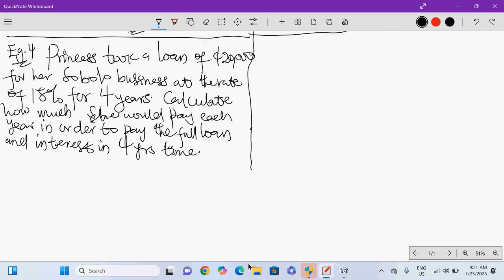Right. So I think that Princess took a loan for a solo business, right? So the first question is, is it an annuity question? What makes it an annuity question? Princess took a loan. Calculate how much you pay each year. So the "each year" here means annuity, right? We've established that it is an annuity question. Okay, good.